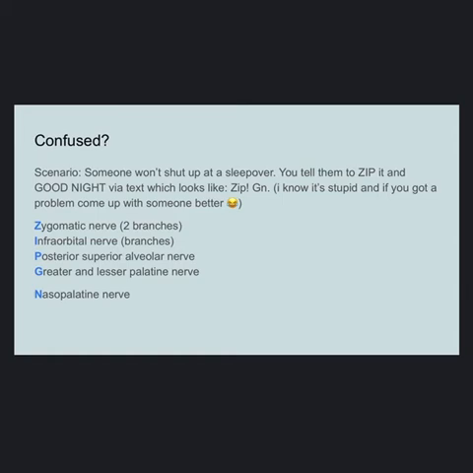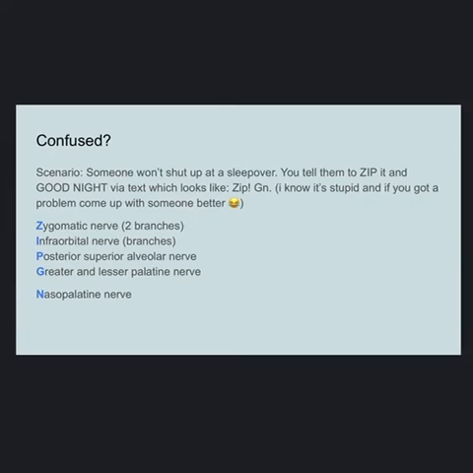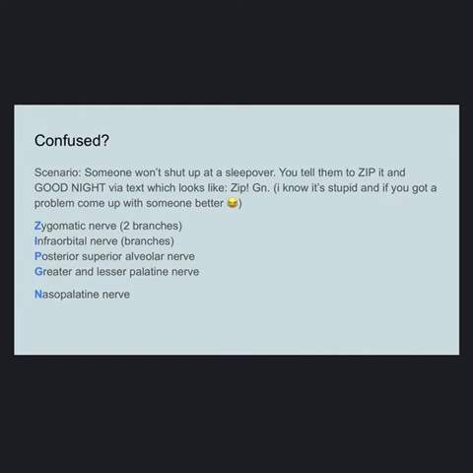Okay, if you're confused, this is one way that I remember it, and somehow my friends find this very appealing and it's been helping them as well. But a scenario that you could think of is someone won't shut up at a sleepover. You tell them to zip it good night via text, so it looks like zip GN. So Z would be the zygomatic nerve, I would be the infraorbital nerve, P would be the posterior superior, G would be the greater and lesser palatine nerve, and the N would be the nasopalatine nerve.